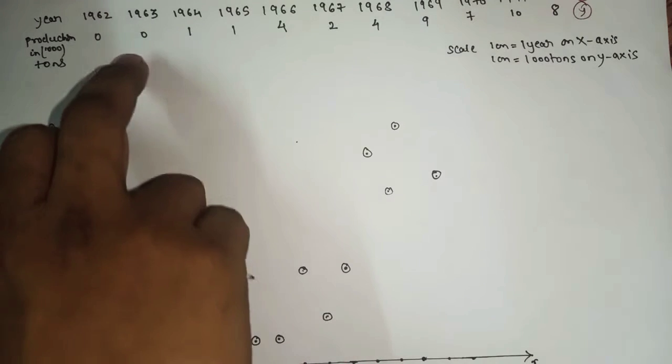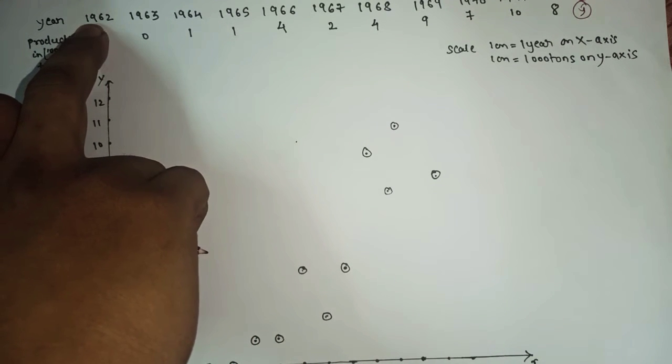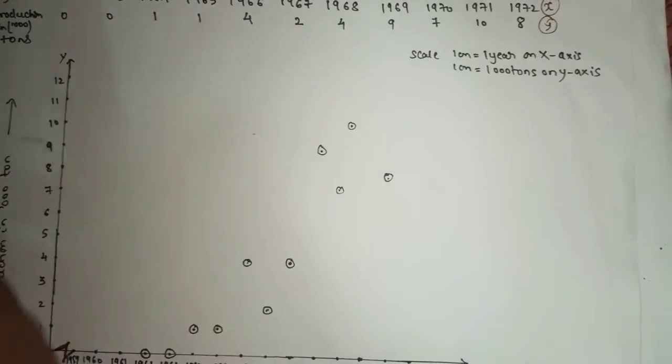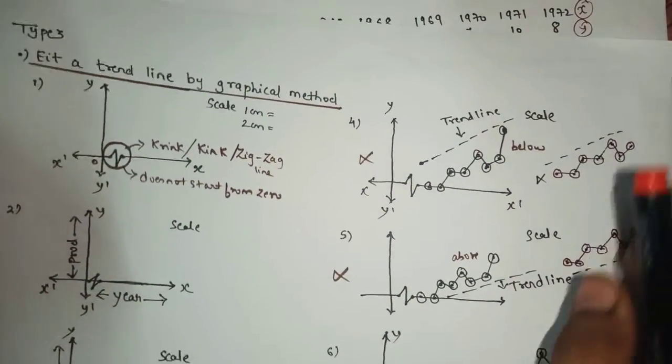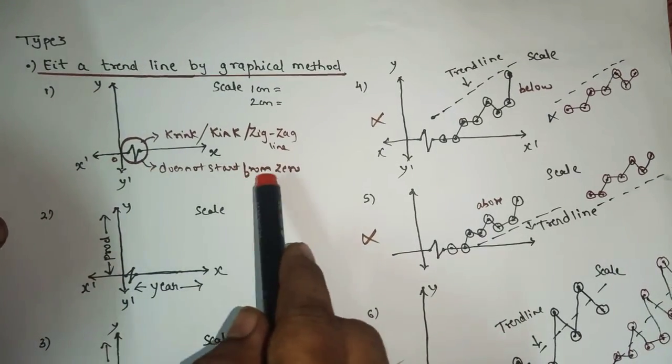Now, what is the starting year? That is 1962. As we know, if the class does not start from 0, we have to draw the crank symbol.